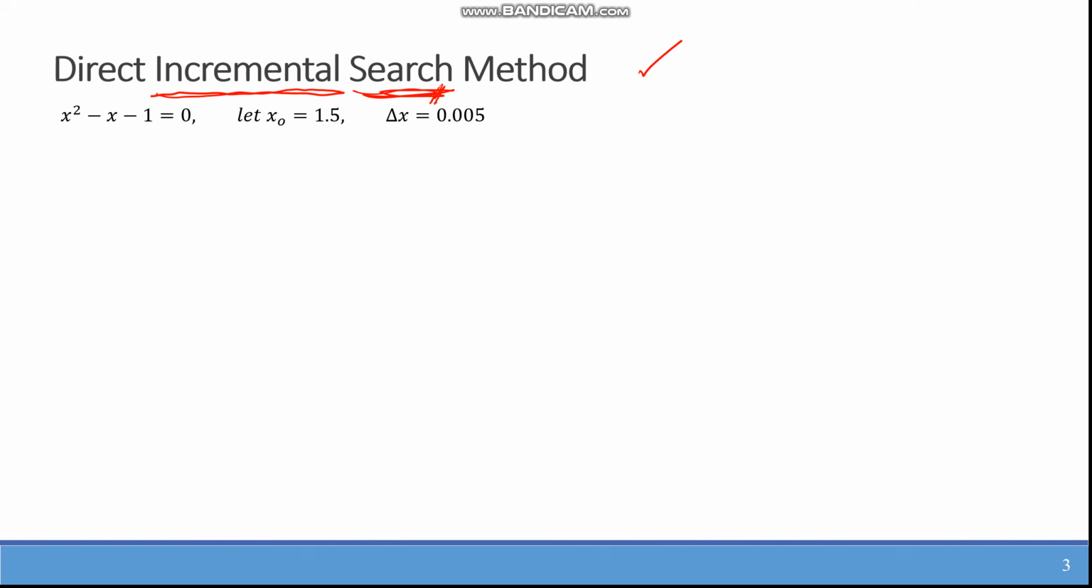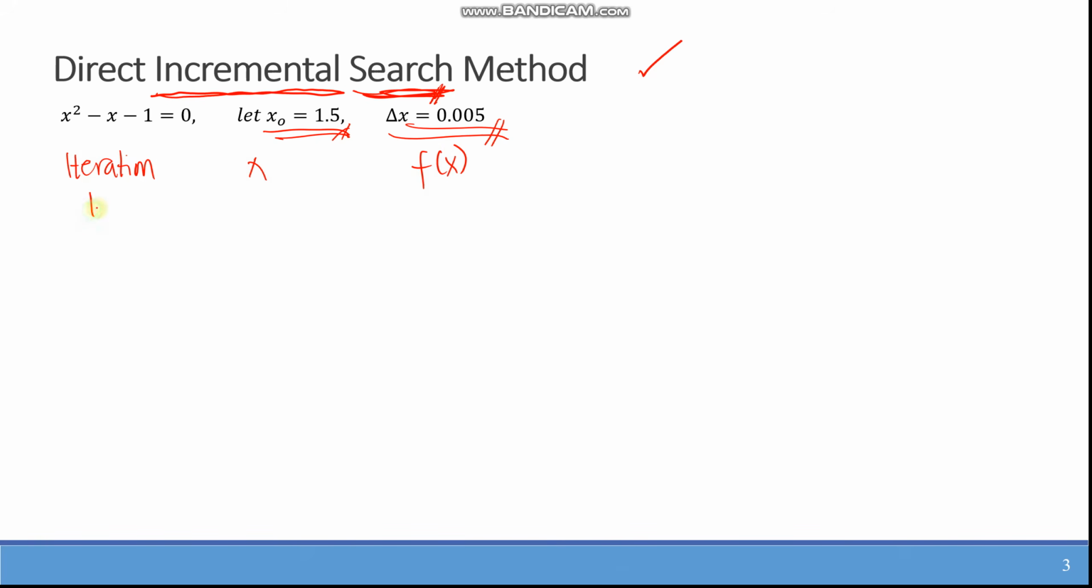We have x squared minus x minus 1 is equal to 0. Obviously, from this quadratic equation, we can use the quadratic formula to solve for the roots of x. But for this example, to elaborate what the direct incremental search method is, we have here an initial value of 1.5, and then we have a step size of 0.005. Okay, then we have our x and then the f of x.